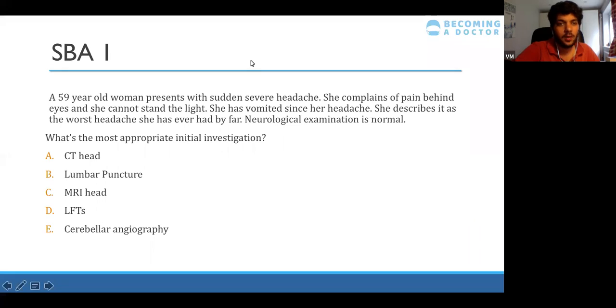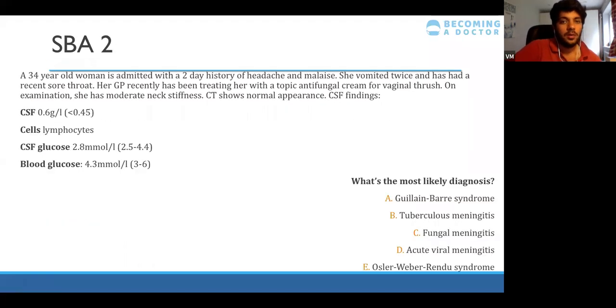Okay, cool. Great. The vast majority of you got that correct. It's a CT head. This is a little bit unusual, but the main thing you're thinking of is a subarachnoid hemorrhage. The key line is she describes it as the worst headache she's ever had by far. If you ever see that, you need to think subarachnoid hemorrhage, so do a CT head. Great, well done. Next one, long question.